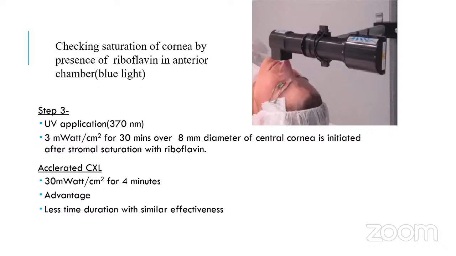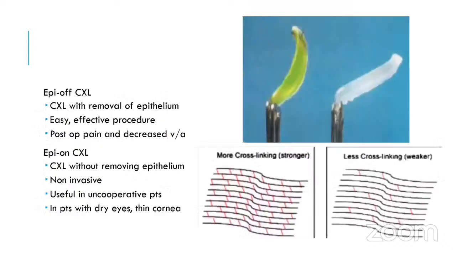Saturation of the cornea can be checked by the presence of riboflavin in the anterior chamber under blue light. Step 3 is when UV application is done, 370 nanometer, 3 milliwatts per centimeter square for 30 minutes over 8 mm diameter of central cornea, initiated after stromal saturation with riboflavin. Then accelerated CXL is where 30 milliwatts per centimeter square for 4 minutes is given. The advantage is less time duration with similar effectiveness.